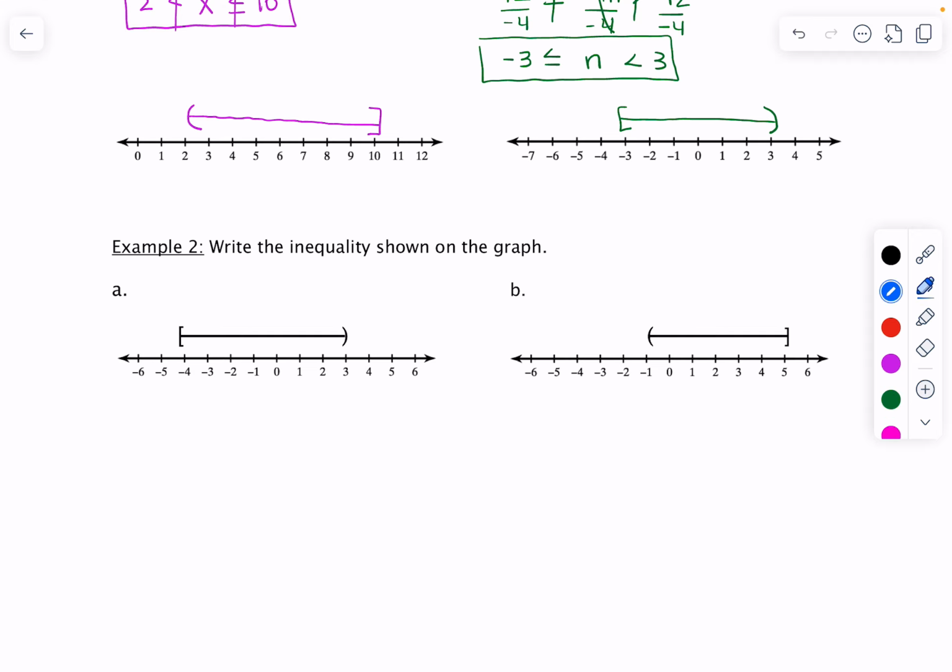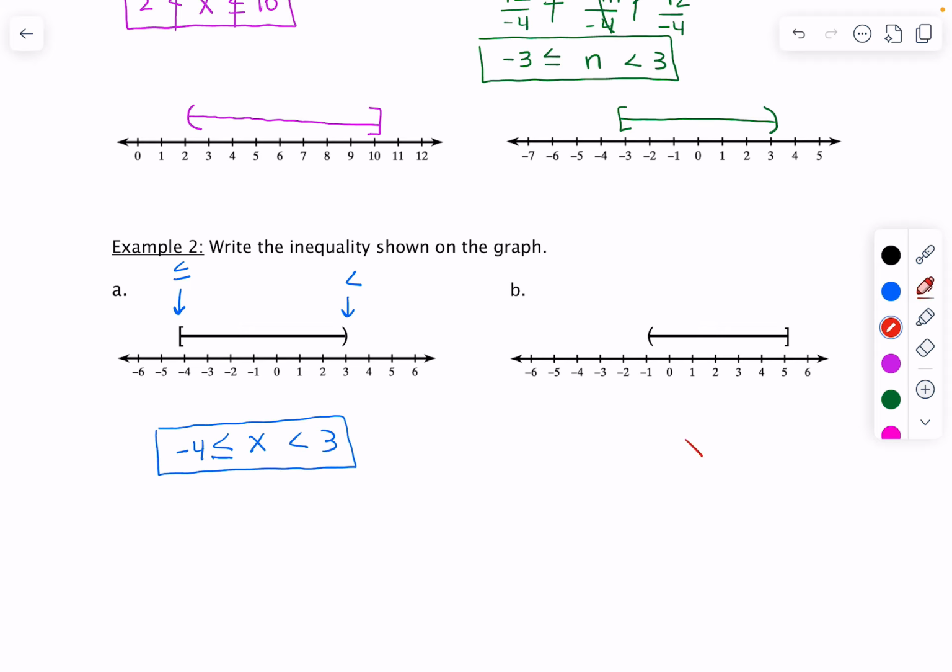Like I said, you're always going to be using less than, so I always start off like this for each problem, and then I add to it. So this left one here, that has a bracket, so I'm going to have to put a line underneath. This right one here does not have a bracket, so I'm going to leave it the way it is. So this is a less than, this would be a less than or equal to. And then the numbers I'm using are -4 and +3.